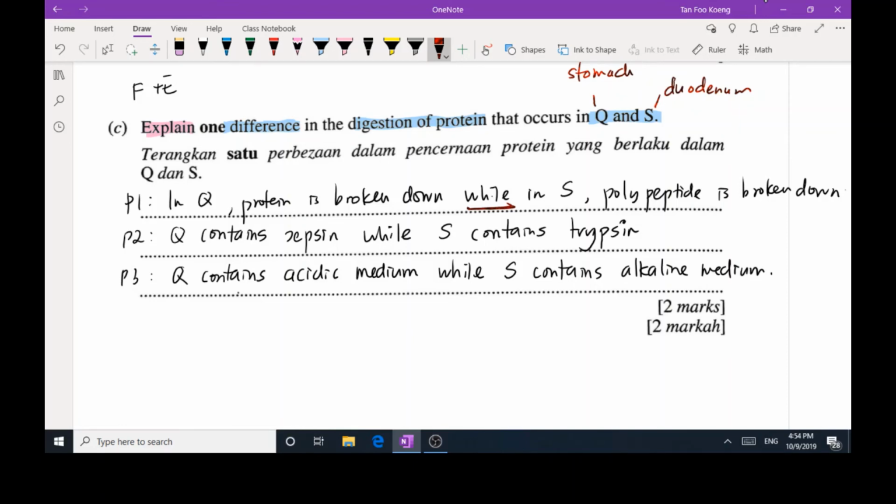Then in Q, the protein is broken down by pepsin. So this is the explanation why protein is broken down, because Q contains pepsin. And then in S, the polypeptide is broken down because S contains trypsin. And then in Q, protein is broken down because the pepsin requires an acidic medium to work. While in S, the trypsin breaks down polypeptide to peptide because S contains the alkaline medium.